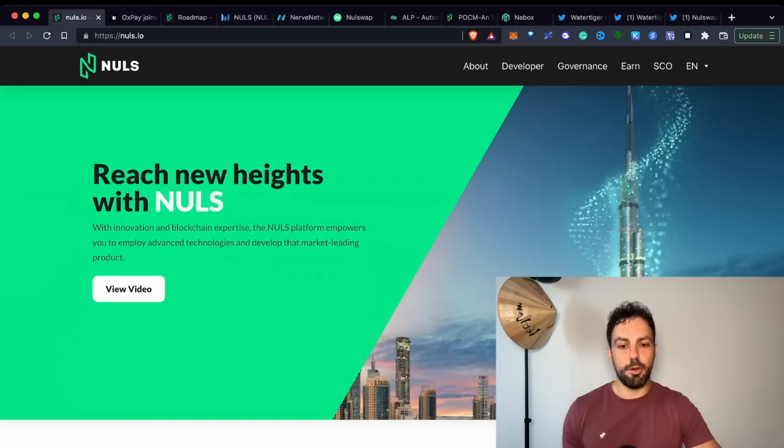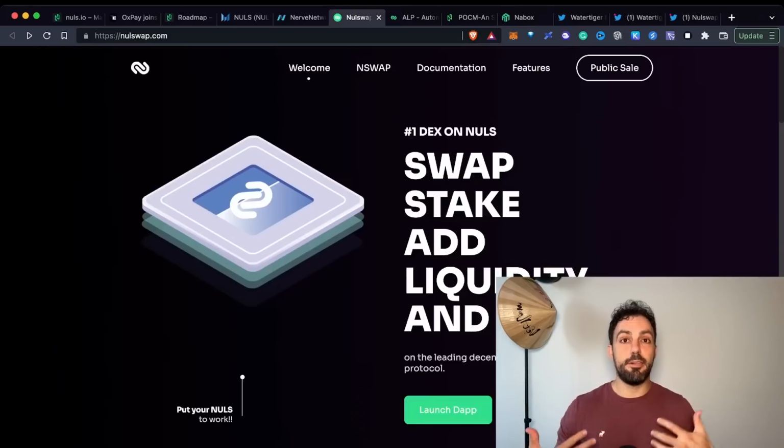What I want to start focusing on right now is why and how the DeFi ecosystem is starting to develop. Because you should know that in order to have any kind of DeFi ecosystem, what we need is the first DEX. This is the first milestone. And this DEX is just launching right now in the case of Nuls.